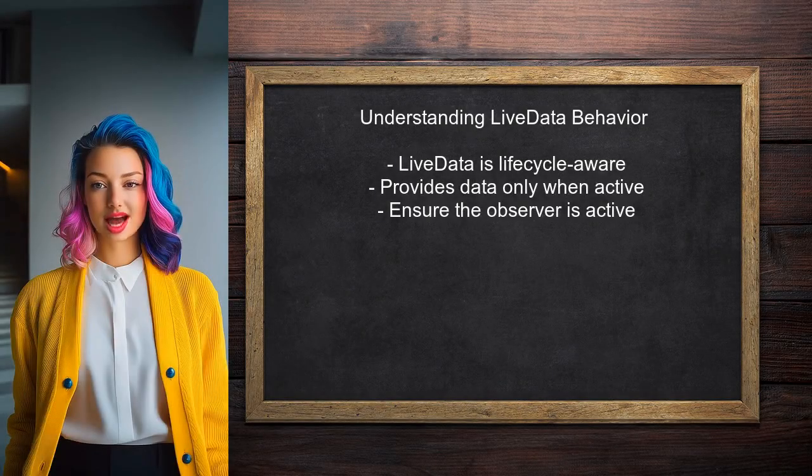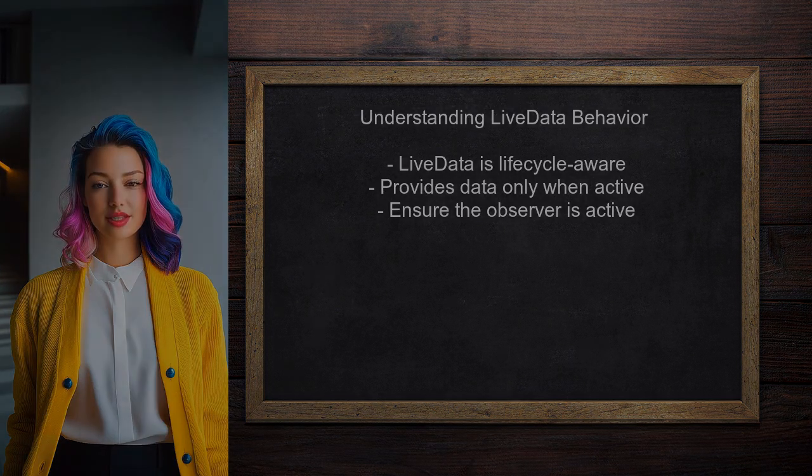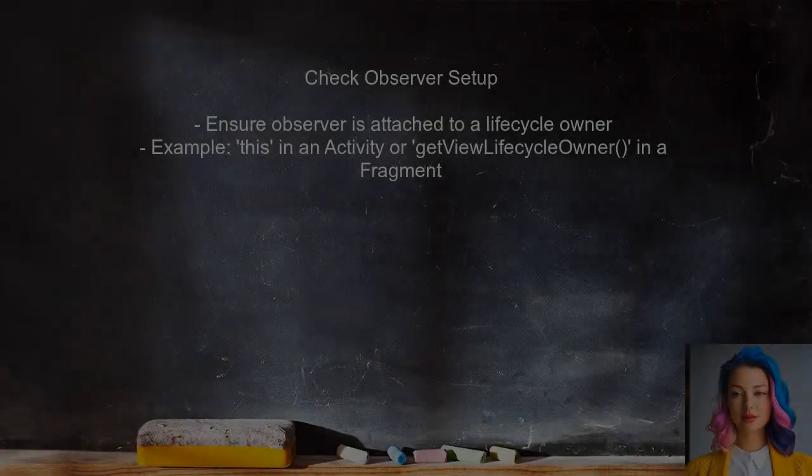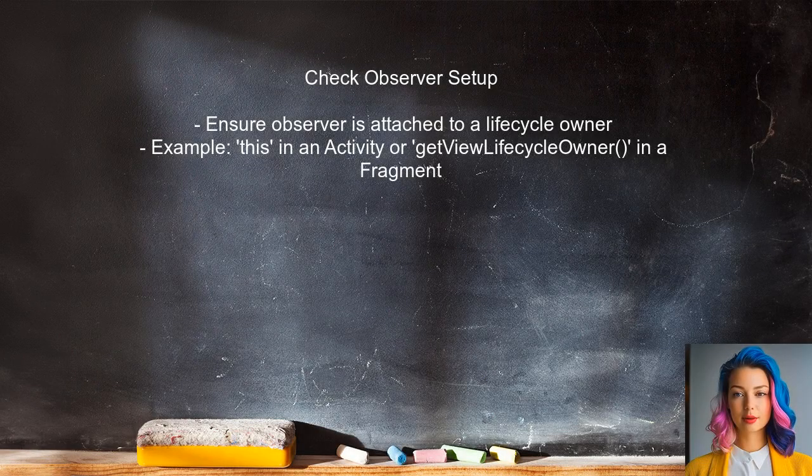To address the issue of LiveData returning null, the user should first understand that LiveData is designed to be lifecycle aware. This means that it only provides data when the associated lifecycle owner is in an active state. Next, the user should check if the observer is being set up correctly. The observer must be attached to a lifecycle owner, such as an activity or fragment, to receive updates.